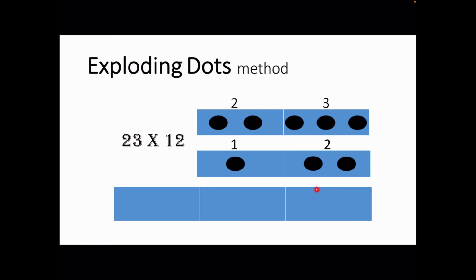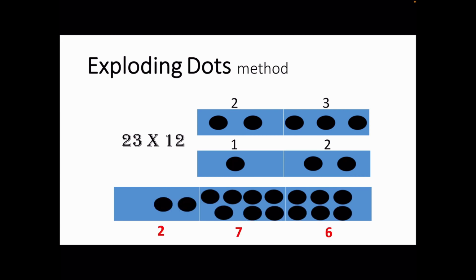Now what we're going to do is put 2 patterns at the end, of 2 and 3, that's 23 at the end, and 1 pattern at the start. So we'll have 1 pattern, 2 patterns, and 3 patterns. Now if you count the dots, it'll be 2, 7, and 6. So our answer is 276.